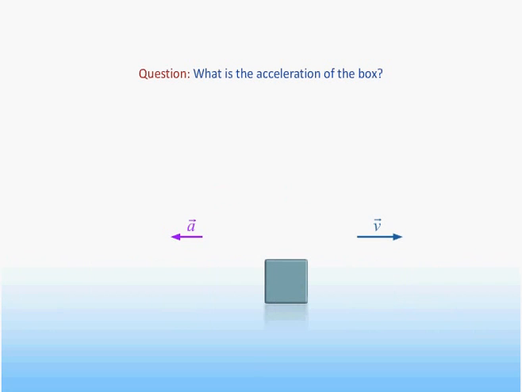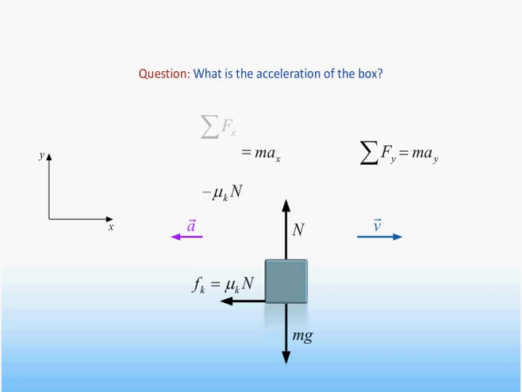We first draw the free body diagram for the box. The forces acting on the box once it is in motion are the weight of the box, the normal force exerted by the ground on the box, and the kinetic friction force. We'll now choose the direction of x and y axes as shown and write down Newton's second law for both the x and y directions. The acceleration in the y direction is 0. Therefore, the magnitude of the normal force is just equal to the weight of the box.